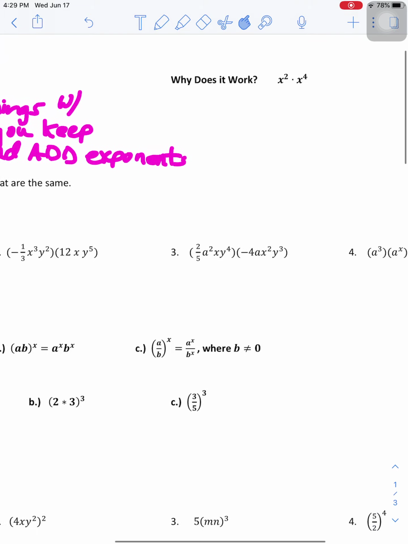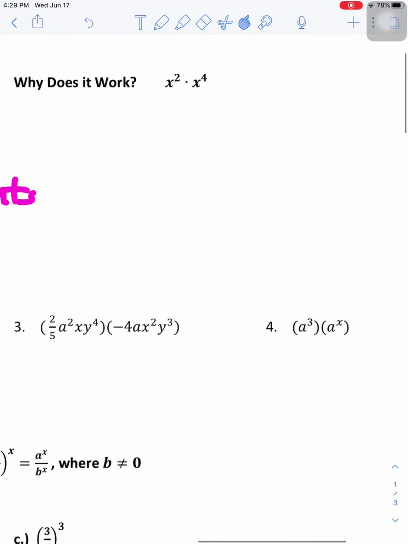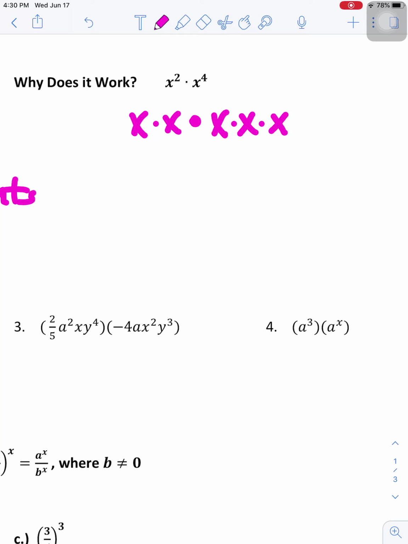All right, now I'm going to bring you to the section where I'm going to give you an example where we have x to the second power times x to the fourth, and we're going to talk about why this works. So I want you to think for a moment about what x squared actually means. Now, if you recall, an exponent shows us repeated multiplication. So x squared means x times x. Now, x to the fourth, that means x times x times x times x.